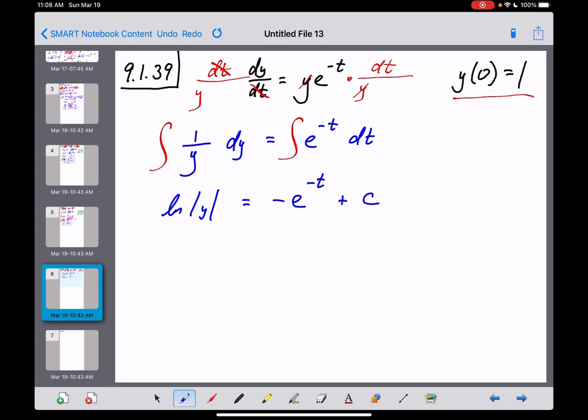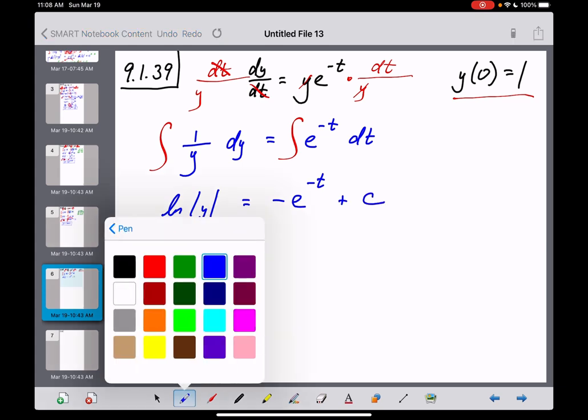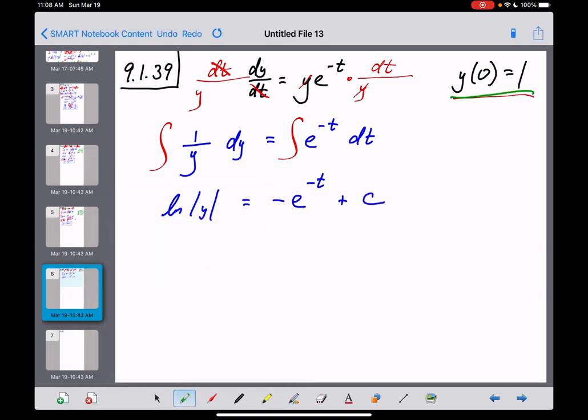Now there would be a plus c here, and now let's switch to green, everybody. Now it's time to use the initial condition here to solve for c. So this now becomes the natural log of, and our y value here is this 1. I don't need the absolute value there because the absolute value of 1 is 1, equals the opposite of e to the negative t power. Well, here's your t value here.